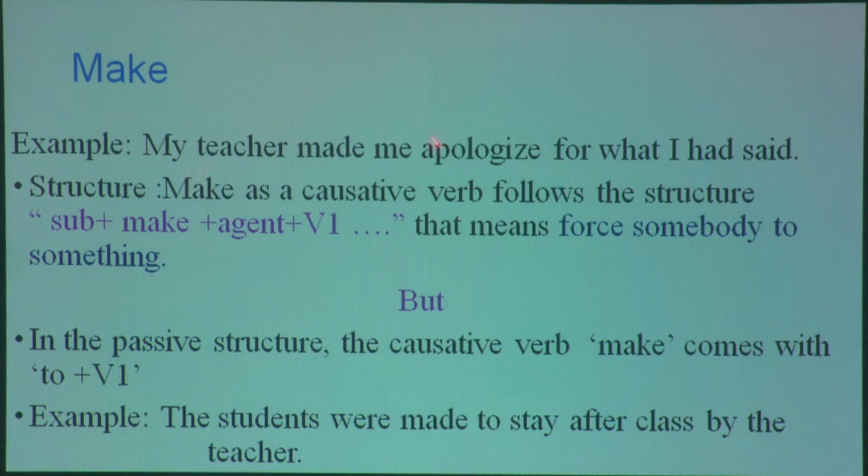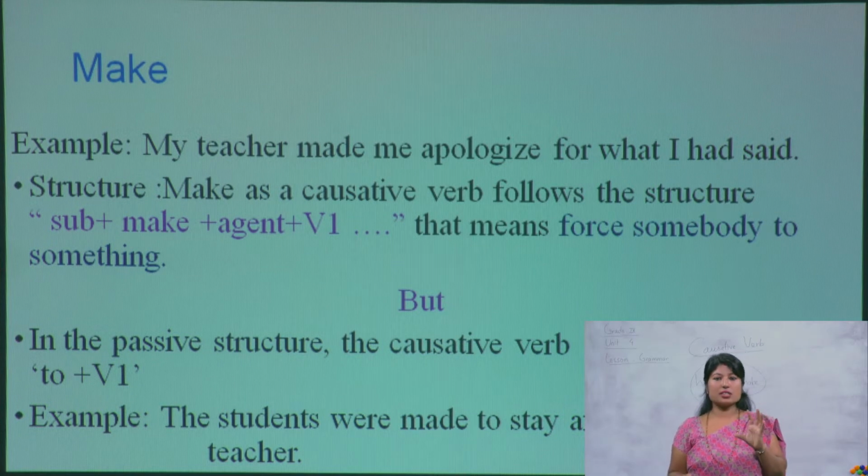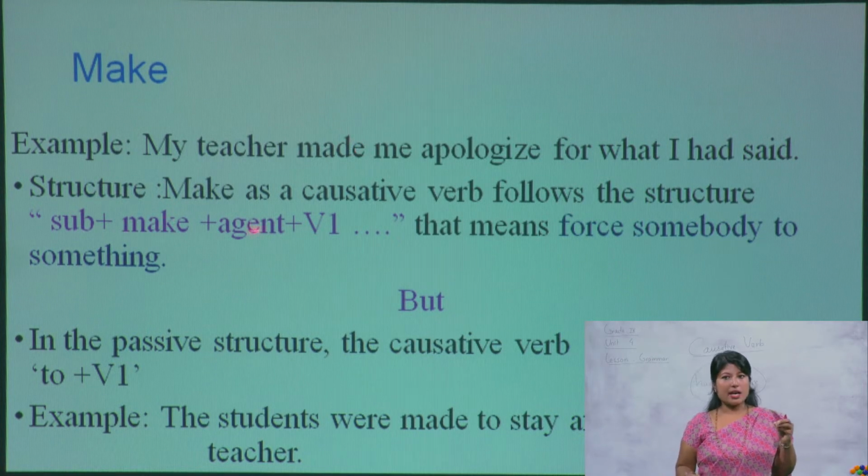First of all, let's go through this example. My teacher made me apologize for what I had said. Okay, so let's analyze the structure of this example, how the verb has been used. My teacher as a, what is here? Subject. Okay, my teacher as subject, made is the form of causative make, right? And then me. Me is the agent.